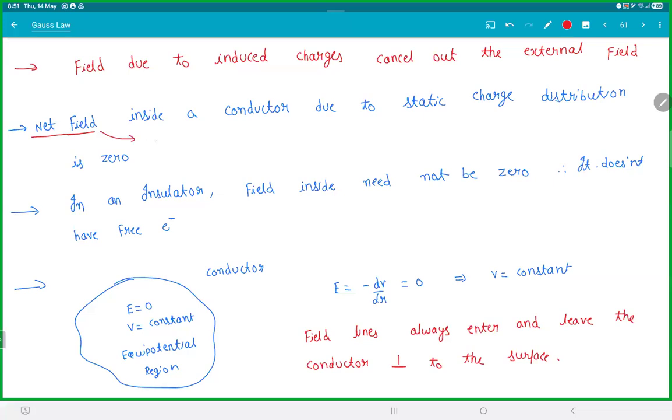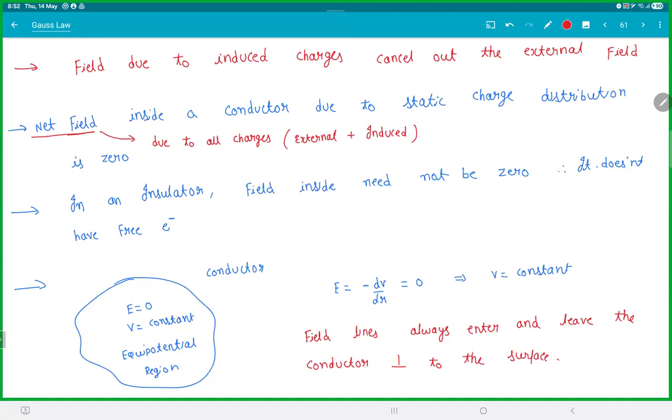This is due to all charges present in the space, including the induced, external, everything. Due to all charges, external plus induced. Together, they will not create a field inside. Individually, everyone is exerting force, but together they do nothing. All clear with the story so far? This is the main idea, that inside a conductor, the field is zero.